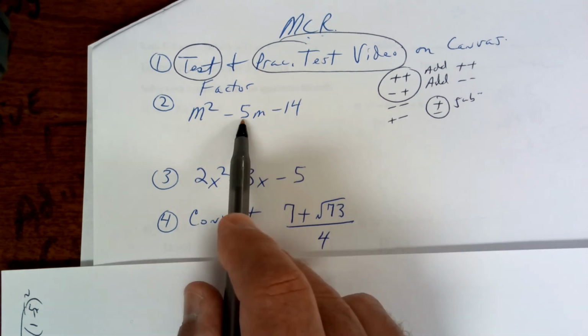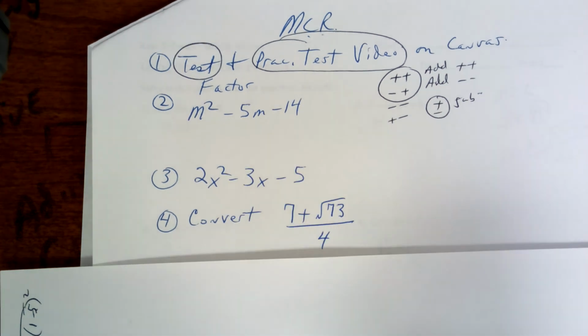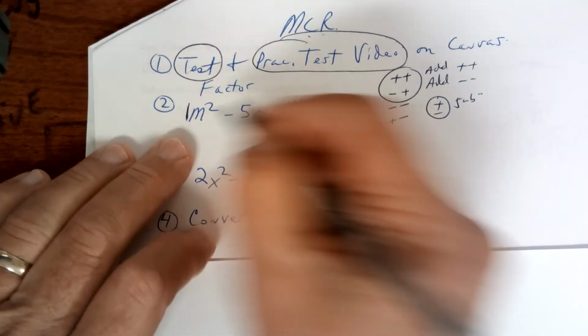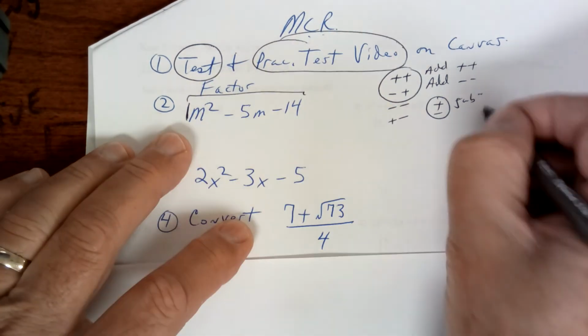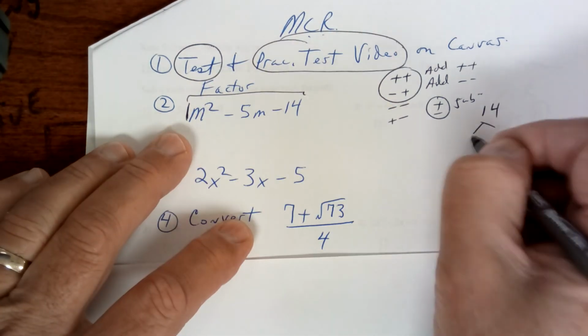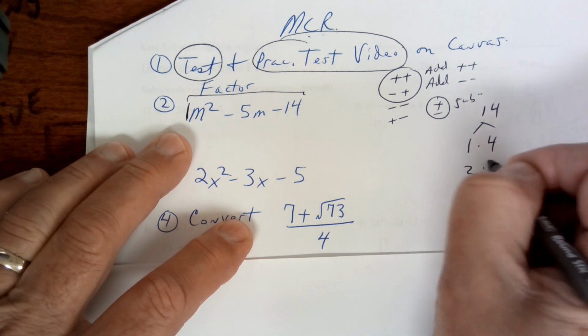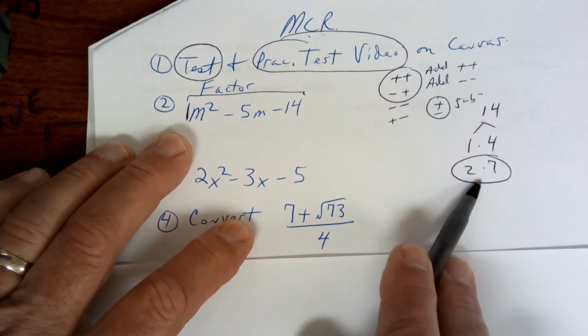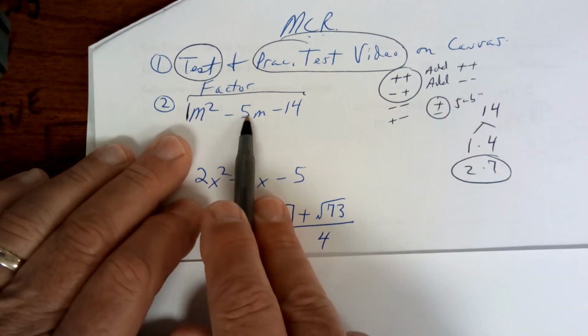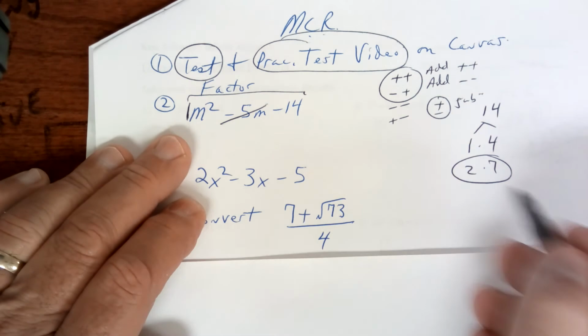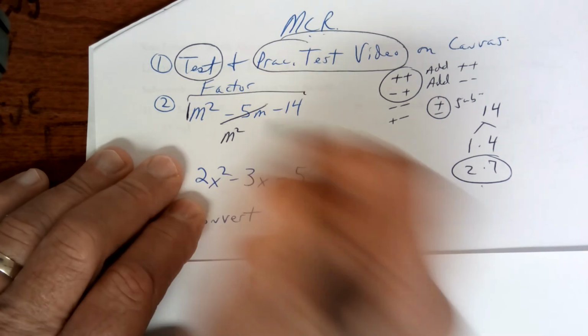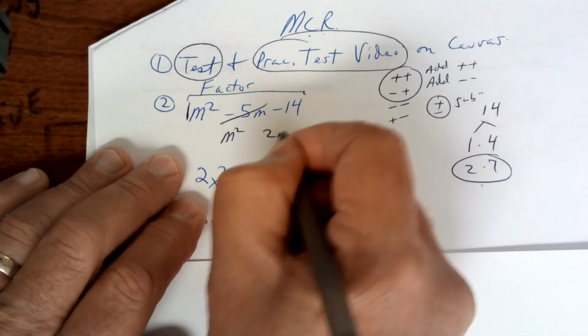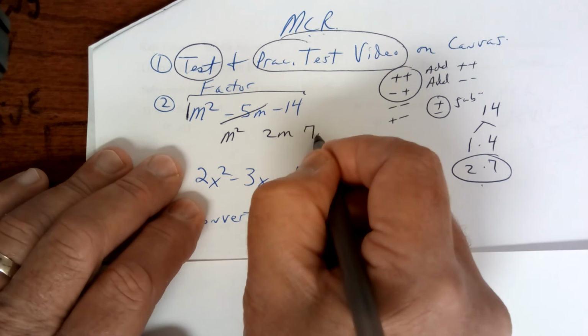What you do first is you multiply the first number times the last number, which gives you 14. And then you factor it down. 1 times 14, 2 times 7. If you subtract these two numbers, you get that 5. So you're going to substitute these two numbers in place. So you're going to have m squared, and then 2m, and then 7m, and then 14 back here.